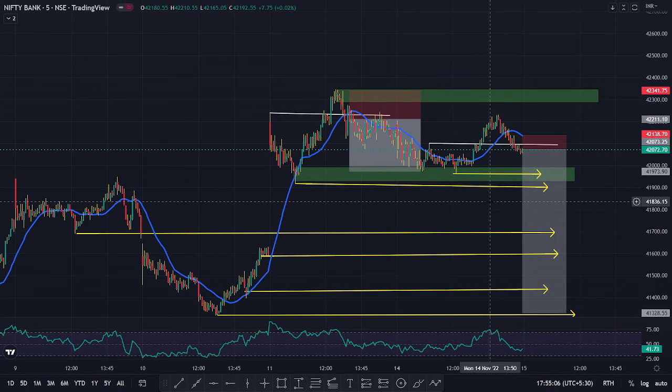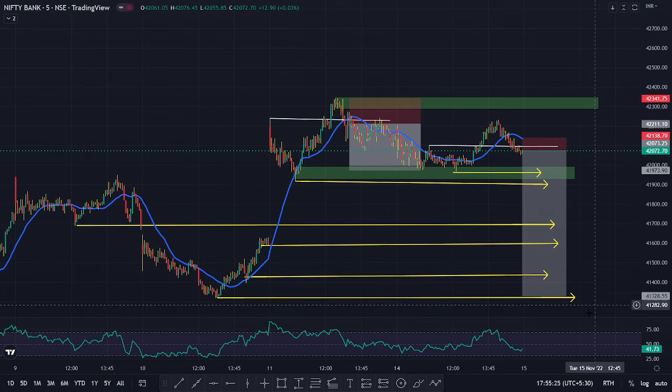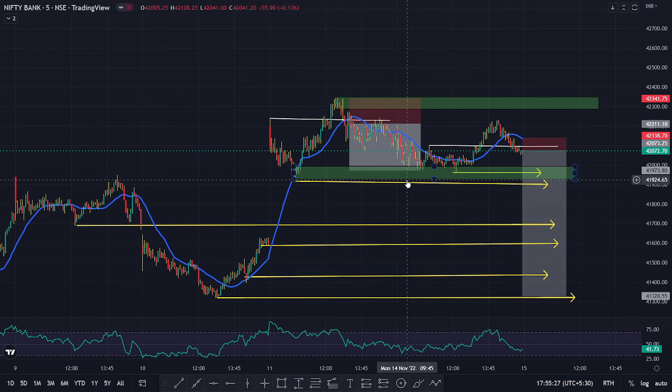Now talking about this again: what if Bank Nifty is at an all-time high now? What if the market decides to change its trend from a bearish trend to a bullish trend? What if buyers start stepping in? So I have another plan for it. That plan is going to be this. We are going to be discussing every single situation right here.